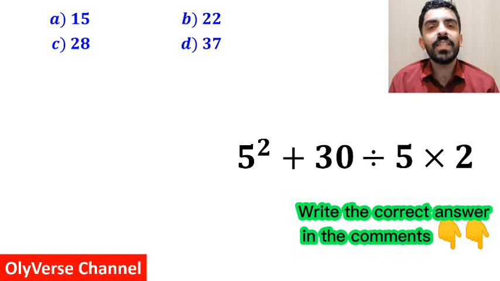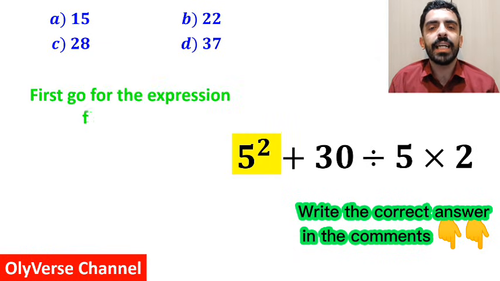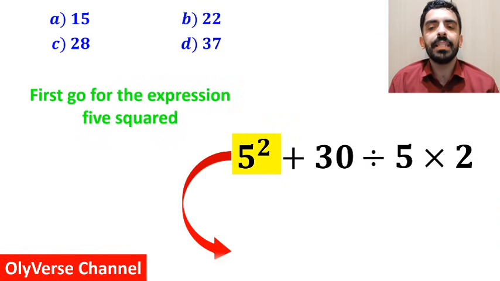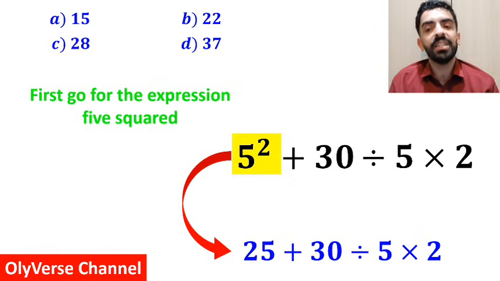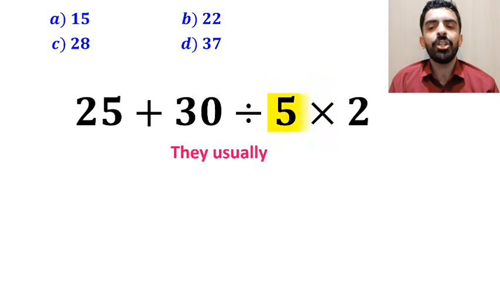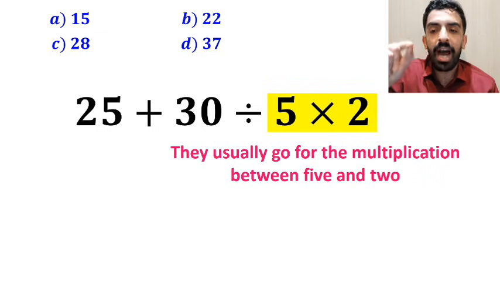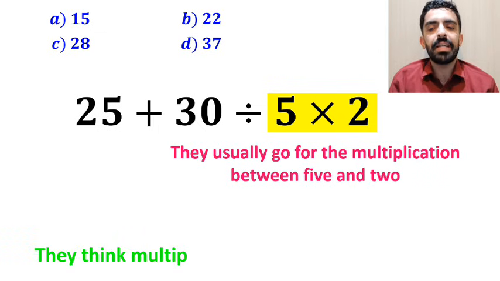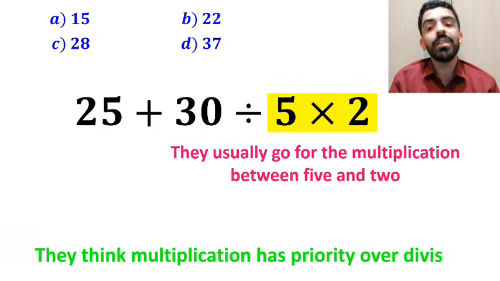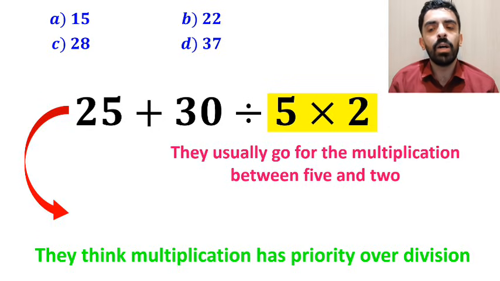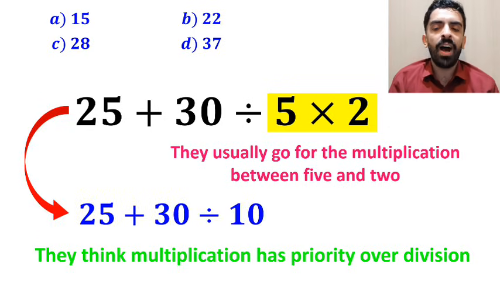Also, some other people when solving this question first go for the expression 5 squared and they simplify to 25 plus 30 divided by 5 times 2. And the next step, they usually go for the multiplication between 5 and 2 because they think multiplication has priority over division. So, they rewrite this expression as 25 plus 30 divided by 10.